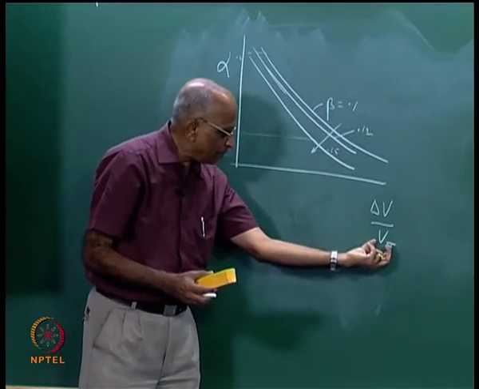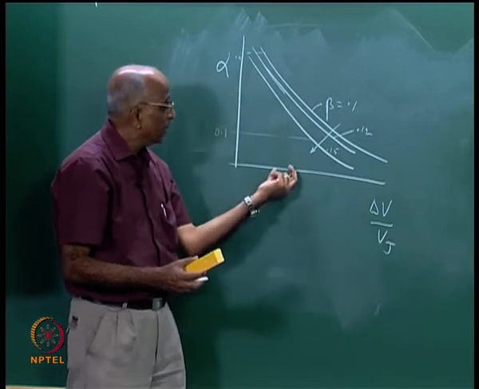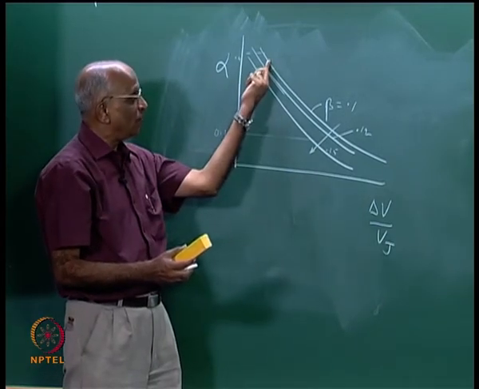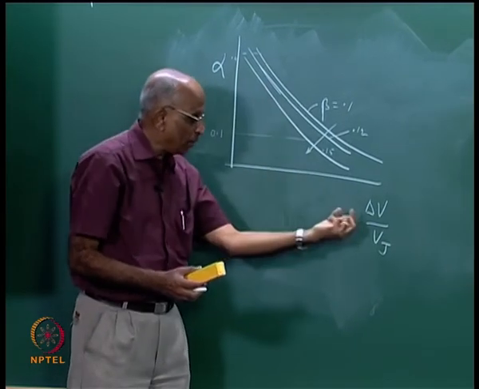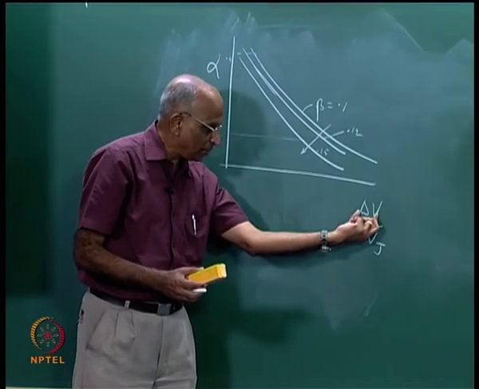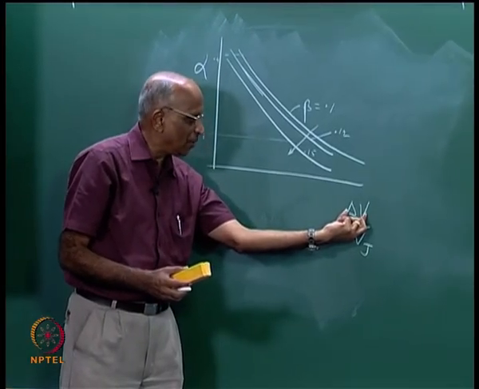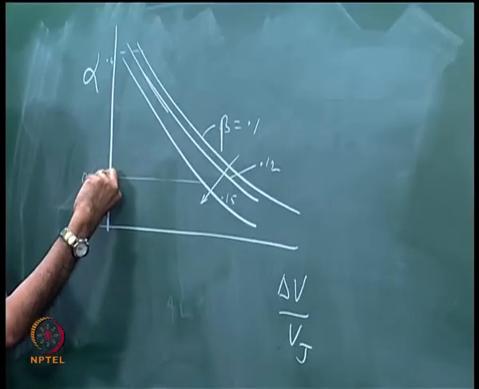If I can have a high value of Vj, then I can get a higher value of the payload fraction, or if I have a rocket or an object which requires more ideal velocity, then I get a lower value of payload.